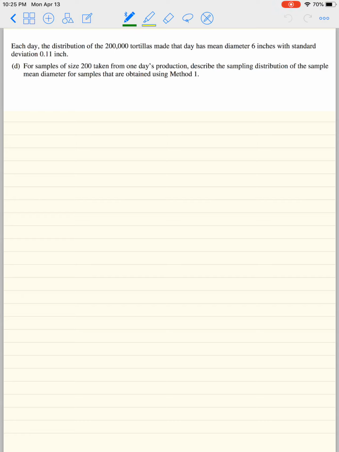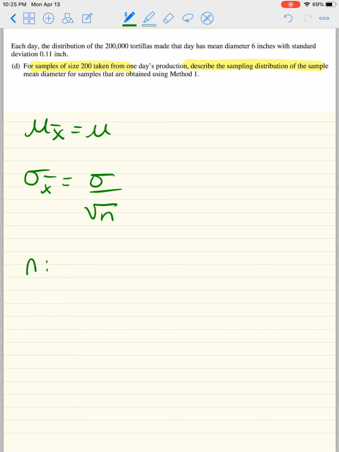Each day, the distribution of 200,000 tortillas made that day has a mean diameter of 6 inches with a standard deviation of 0.11 inches. For each sample of size 200 taken from one, describe the sampling distribution. Do you guys remember this? Mu of x bar is equal to mu, sigma of x bar is equal to sigma over the square root of n, and then depending on n, you talk about the center, spread, and shape. So mu is equal to 6, stays the same. Sigma of x bar is equal to 0.11 over the square root of 200.